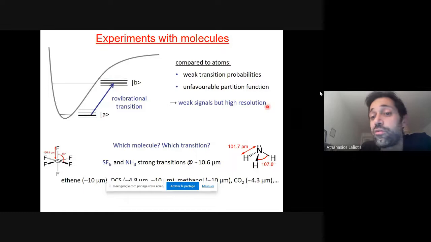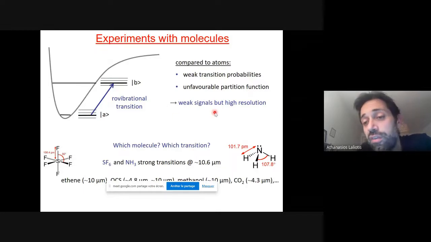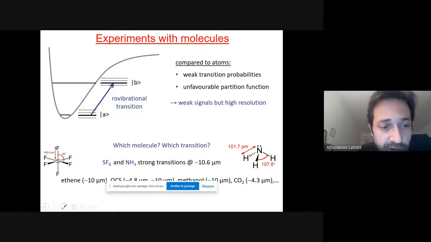And this gives you a very high resolution, and essentially the line width of the molecular transition depends exclusively on the pressure broadening. So by reducing the pressure, you can reduce the line width almost indefinitely, down to about a hertz. So here we started our experiments with NH3 and SF6 molecules, because these have the strongest, most favorable transitions.